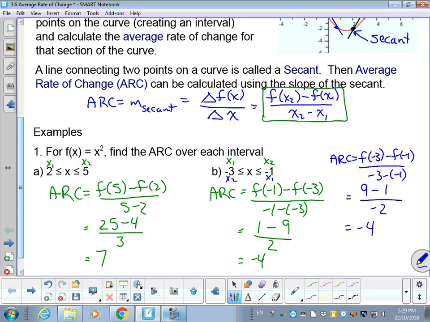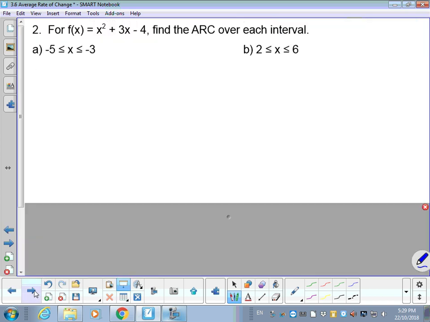And of course, we're going to challenge you a bit more. So here's just another more entertaining parabola, x squared plus 3x minus 4. And again, finding the average rate of change over each interval. So we want an average rate of change, which will be f of -3 minus f of -5 all over -3 subtract -5. So the bottom is fairly straightforward, doing some integer work there and getting an answer of 2.